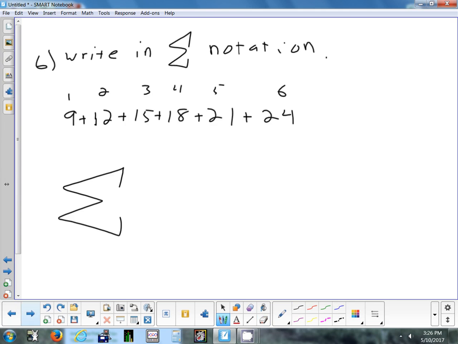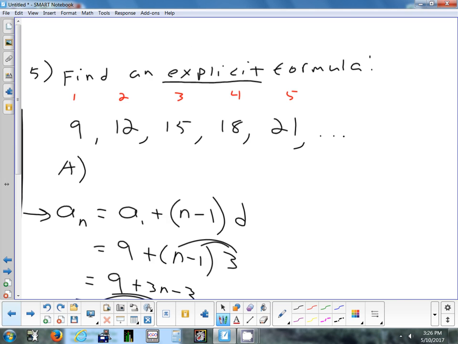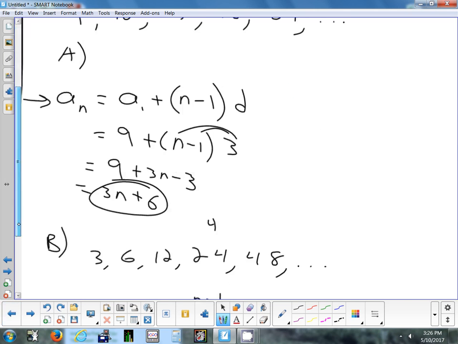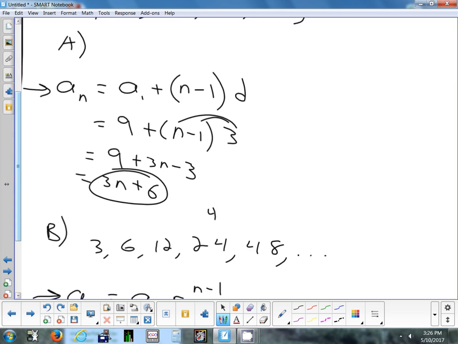All right, first thing you have to figure out is the formula for those numbers. We already did that in the previous page. So the formula that generates these terms is 3n plus 6. Any questions on how we got that? Okay, that's the first step.